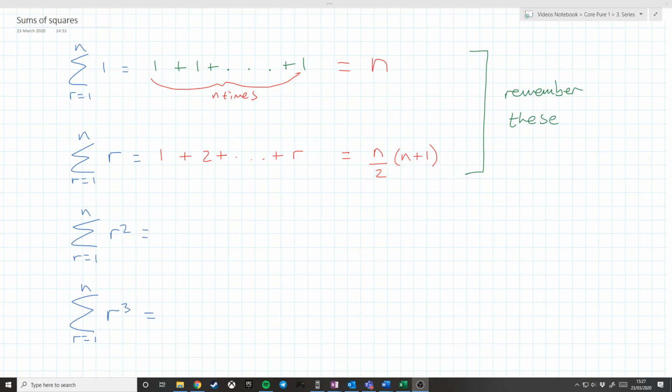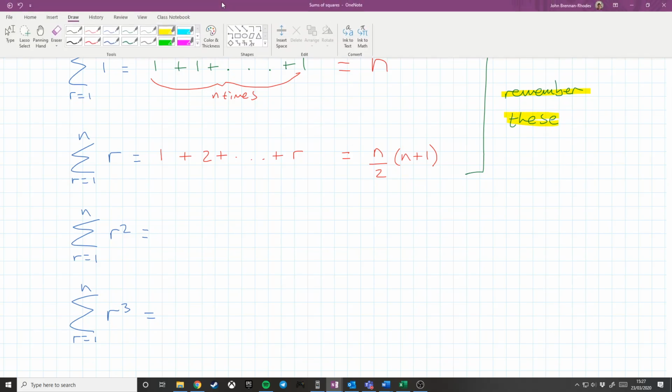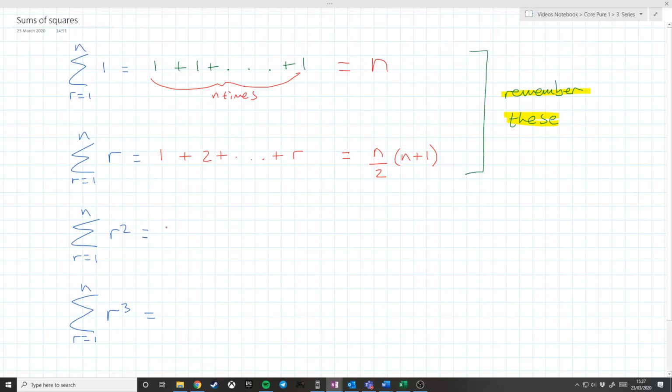Okay, here we are with a series from Core Pure 1 Part 2. In Part 1, we talked about the first two of the formulas on the screen here, and I said you've got to remember them. I'm really going to say that you should be able to remember these, but they are not in the formula book. However, the next two are in the formula book, which is nice. You could try and remember them. You probably use them enough that you will remember them, but they are in the formula book.